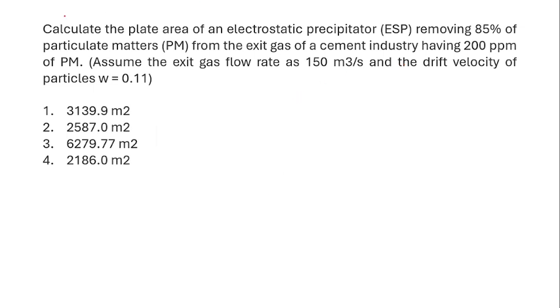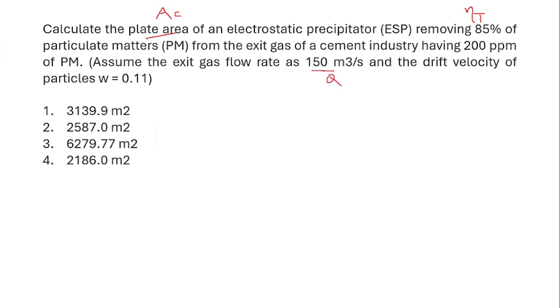Now, coming to the problems: calculate the plate area. They are asking you the collection plate area, which is where the particulate matter is collected. Calculate the plate area of an electrostatic precipitator, ESP, removing 85% of particulate matter. So the efficiency of this ESP is given. Eta T is 85%, from the exit gas of a cement industry having 200 ppm. So the concentration of particulate matter is 200 ppm. Assume the exit gas flow rate, which is Q.